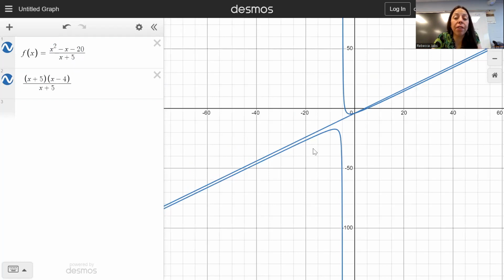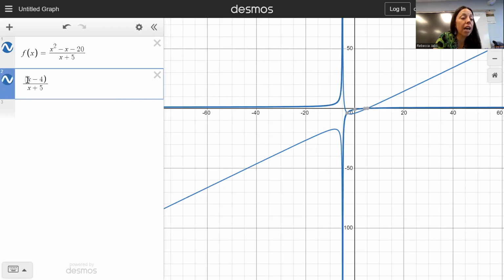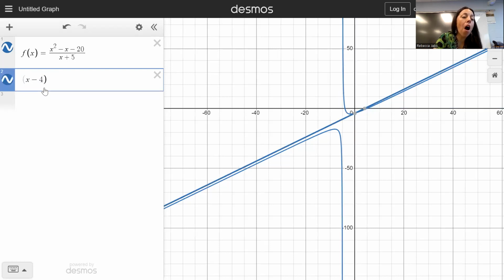Remember, I was asking you to find the limit at -5. Now, the truth of the matter is, if I go to -5, it's still going to say no solution. It's still going to say undefined. But that's because if you notice, this binomial is the same as this binomial. And since that is the case, those could actually be deleted. The graph x minus 4 is the same as this graph right here.